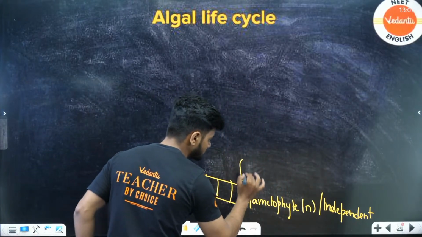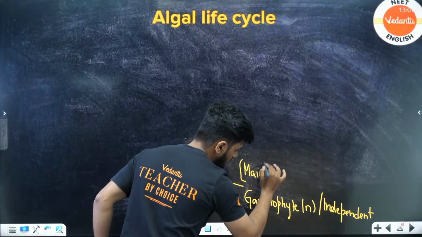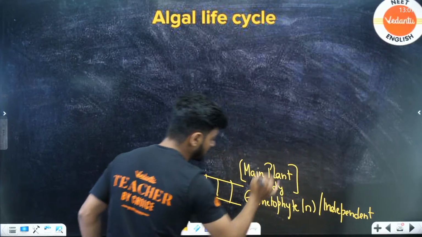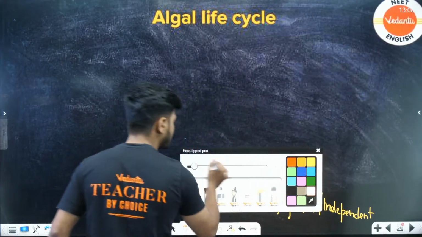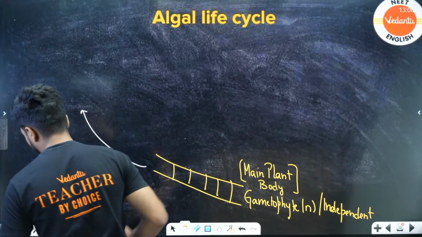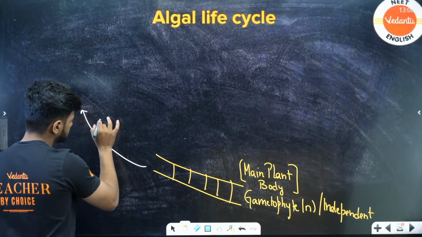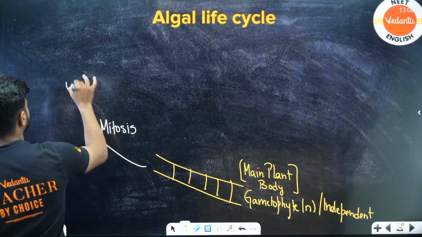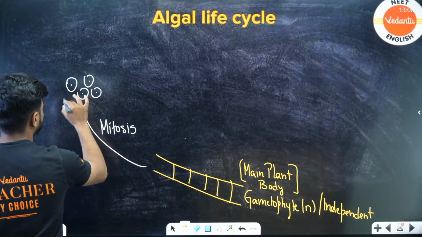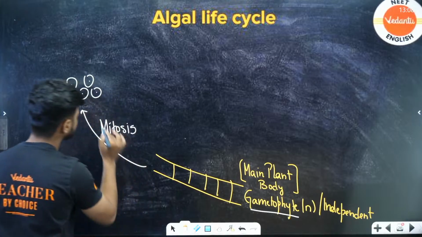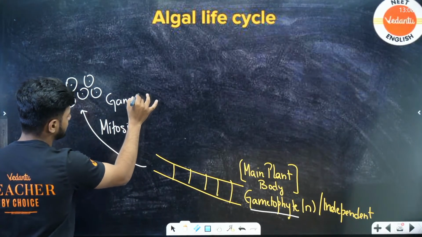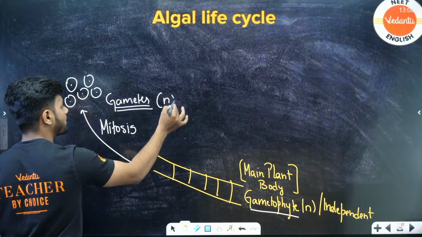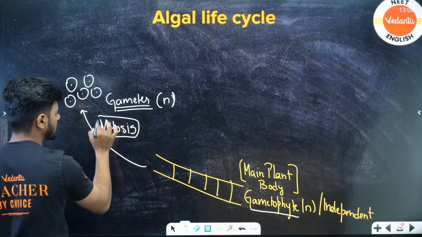Now this gametophytic plant body, can I write main plant body? All of you will forget otherwise. This is the main plant body, right? Now when this main plant body undergoes mitosis, it produces the gametes. Gametophyte will produce the gametes, obviously. This will also be haploid in nature. Why? Because of mitosis.